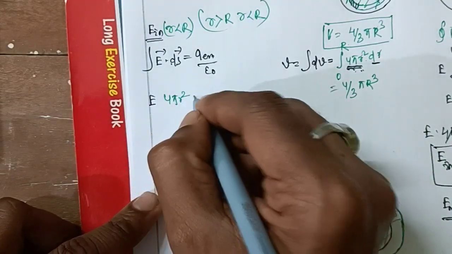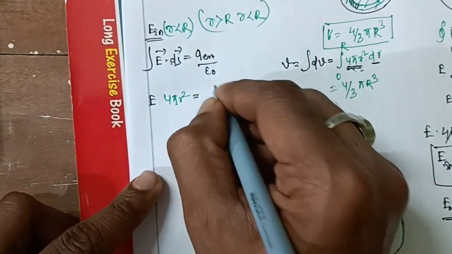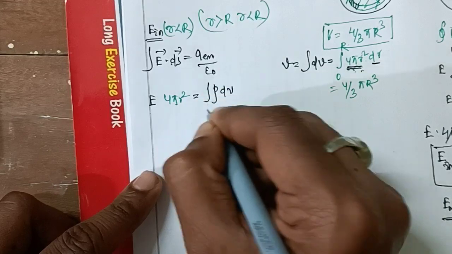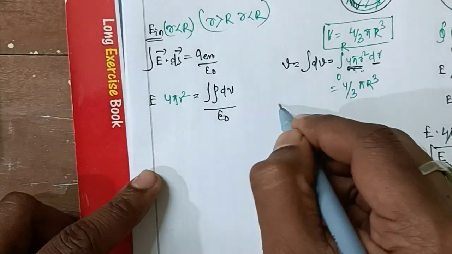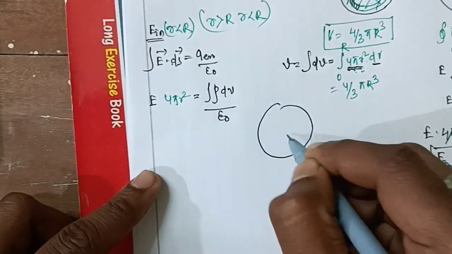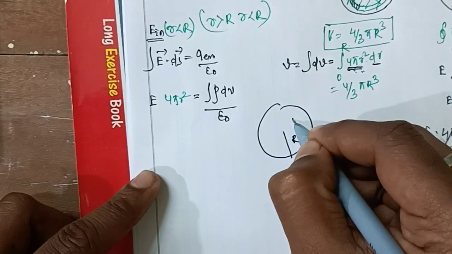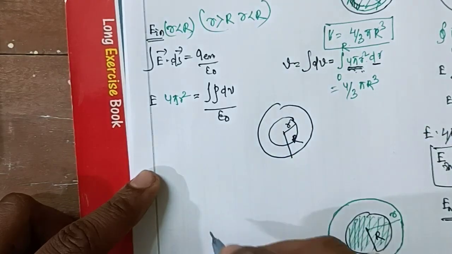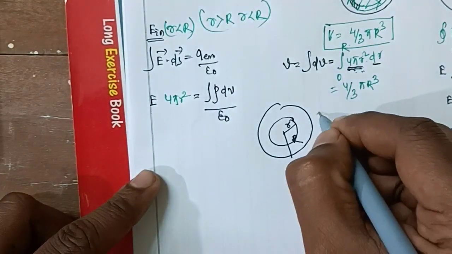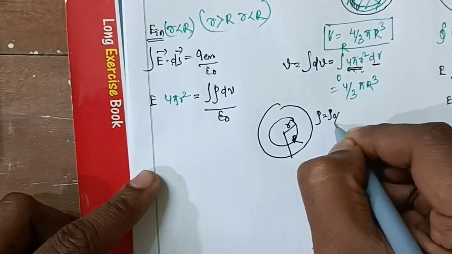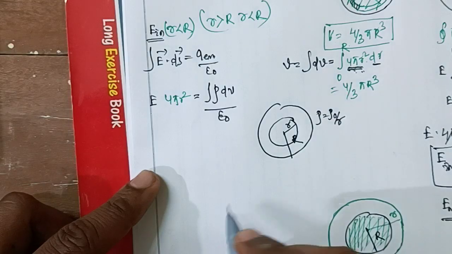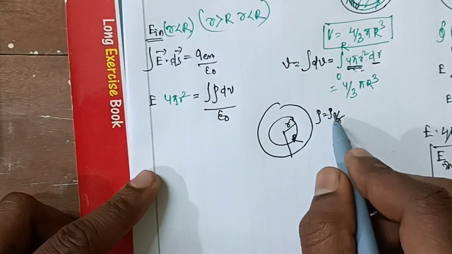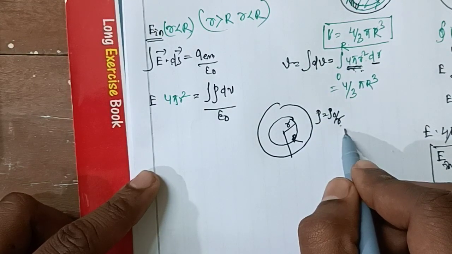So E into 4 pi r square. This Q enclosed can be written as what? Integration of rho dV upon epsilon naught. If you observe, this is my original sphere of radius R. I want the expression of electric field within this region. This is small r. And how does it vary? That rho is inversely proportional, rho naught upon r. It means rho equals some constant upon r, inversely proportional to r.